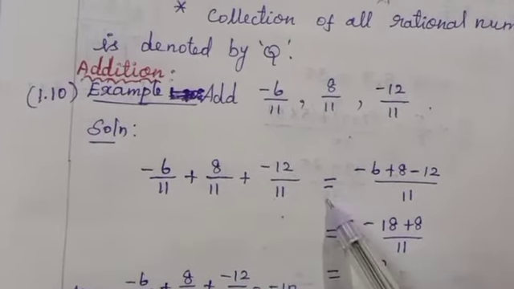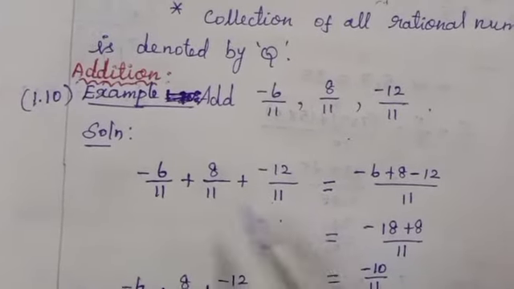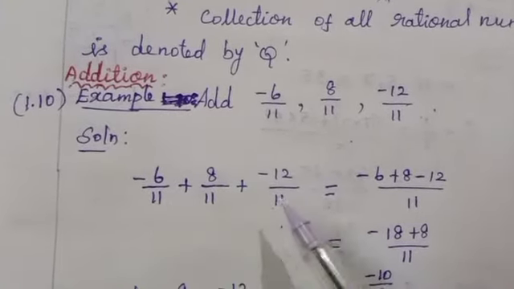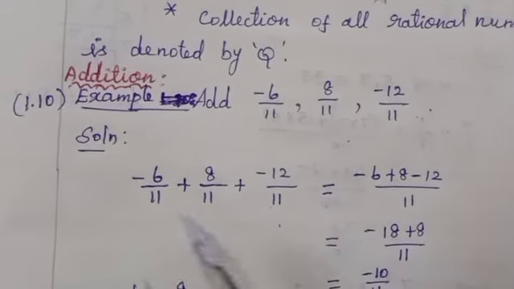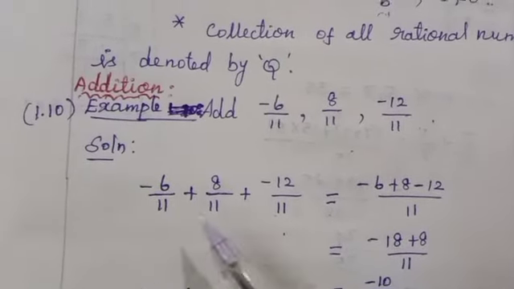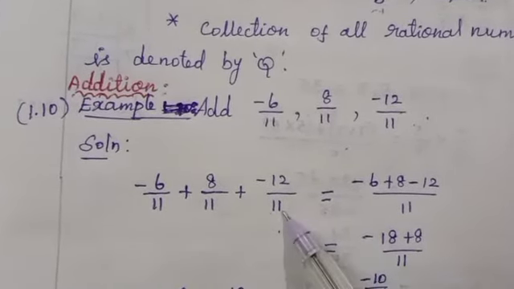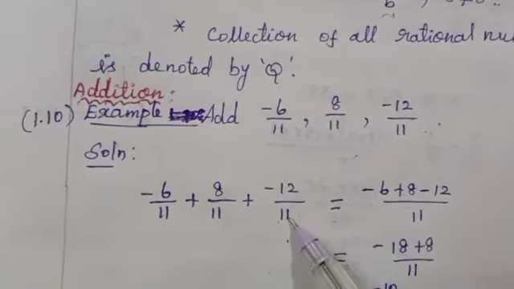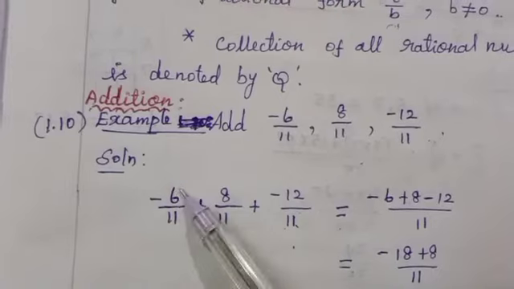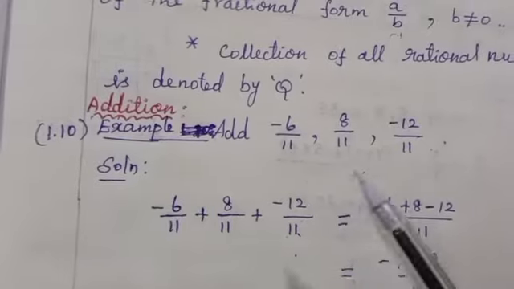It is in fractional form, so we have to consider the denominators, whether they are like fractions or unlike fractions. For this given fraction the denominator is 11, for the second number also 11, and for the third 11. So these three fractions are like fractions. So you just have to add the numerators: minus 6 plus 8 plus minus 12.